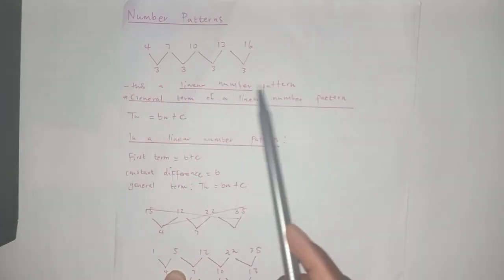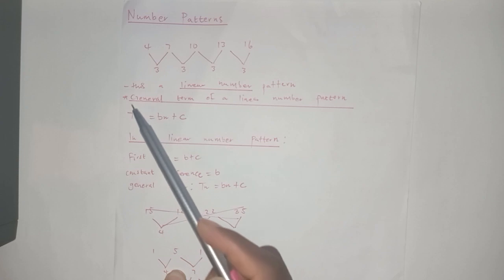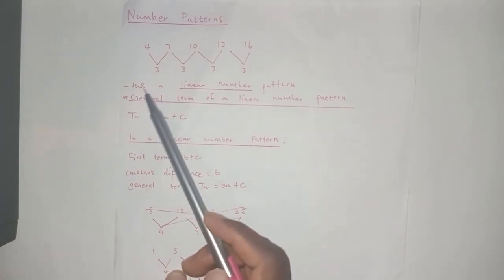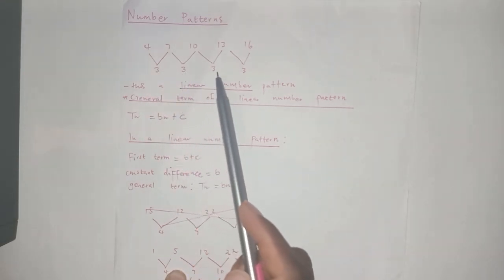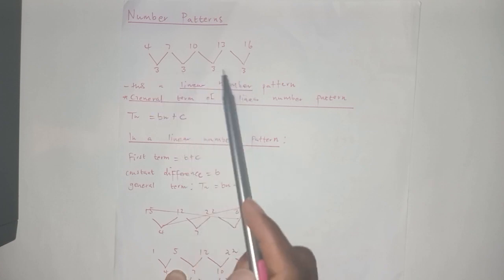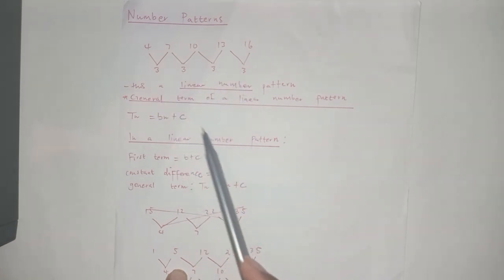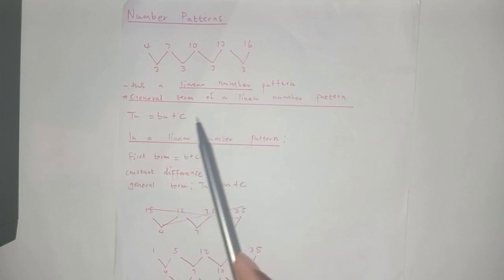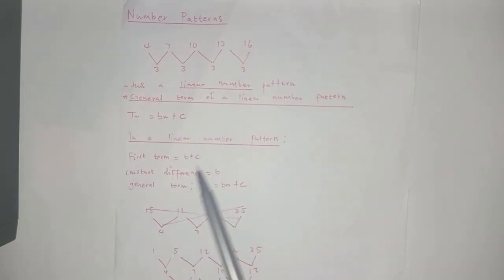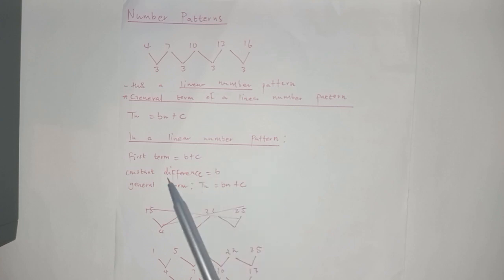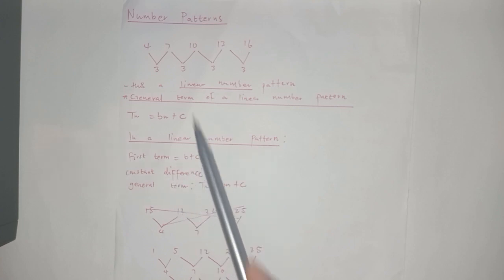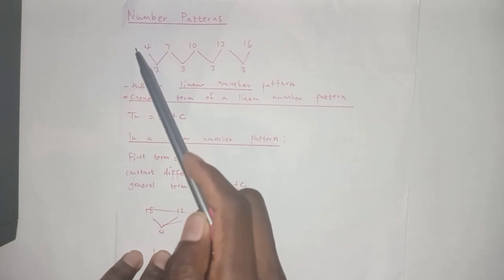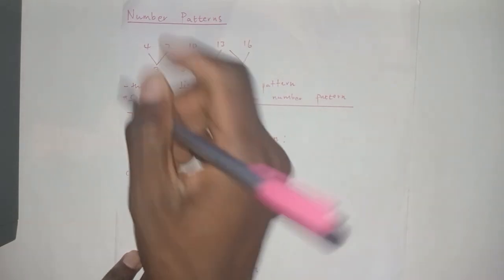So this is a linear number pattern, because we got our first differences and they are constant. The general term of a linear number pattern is as follows: Tn is equal to Bn plus C. In a linear number pattern, the first term is B plus C.